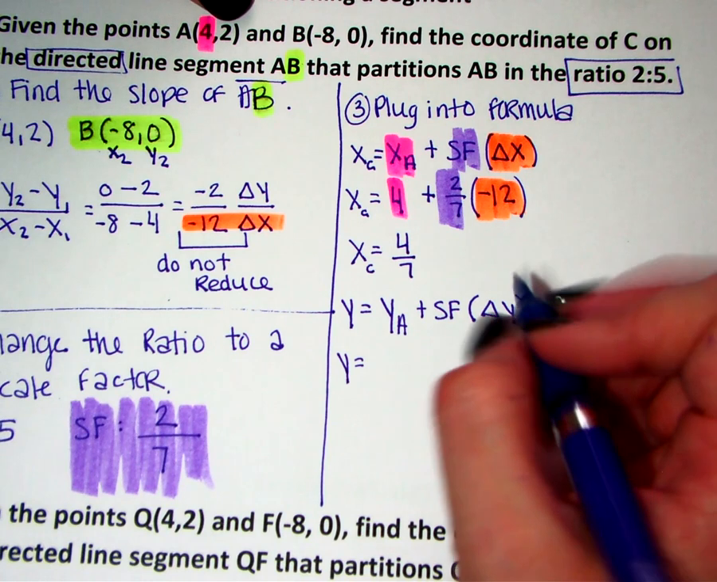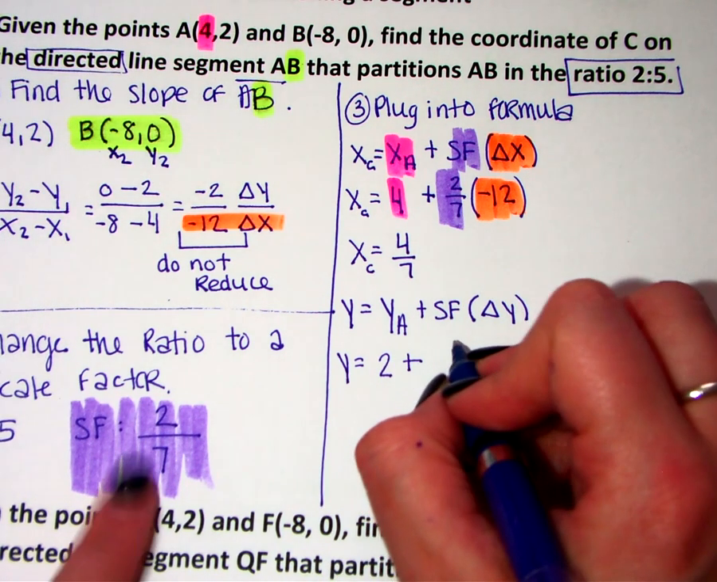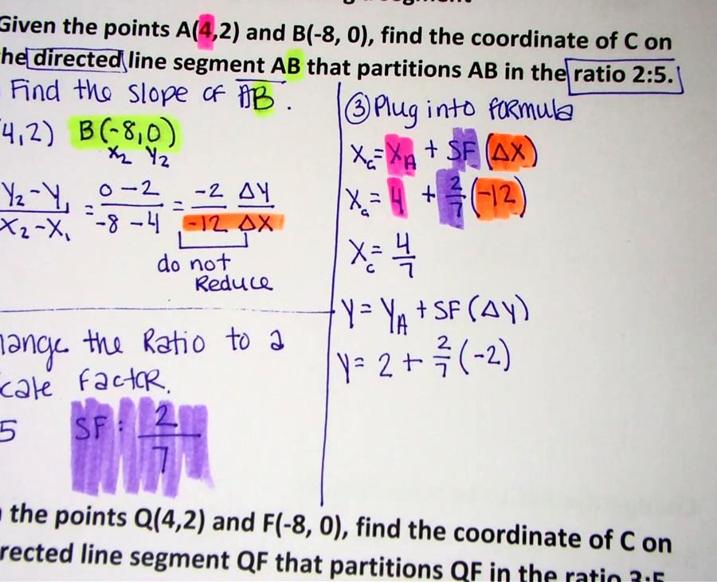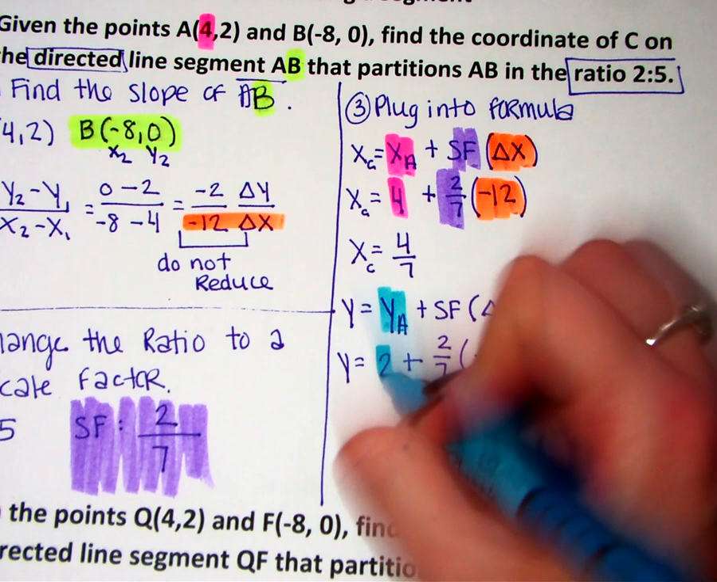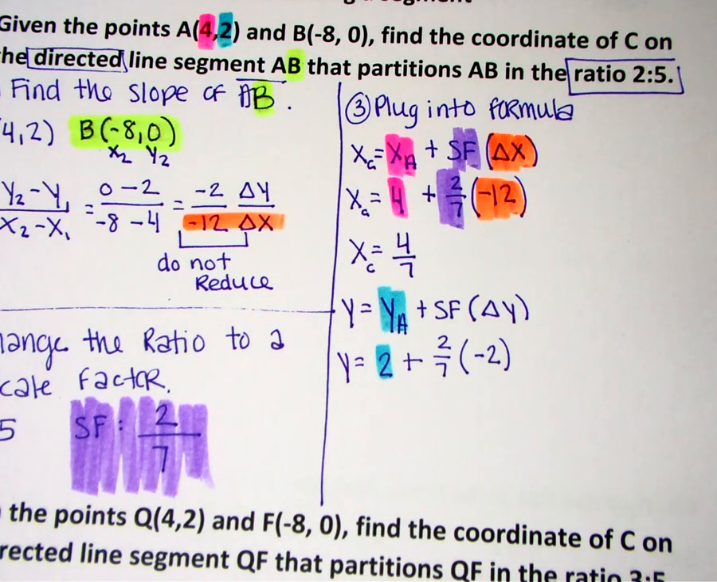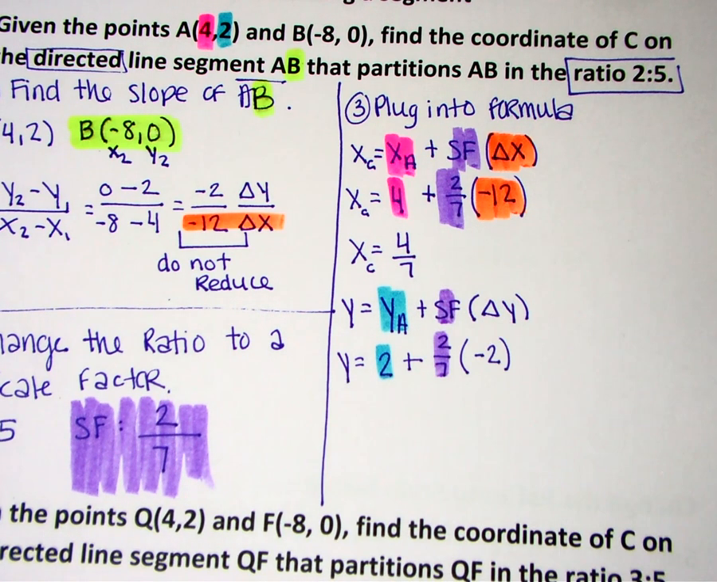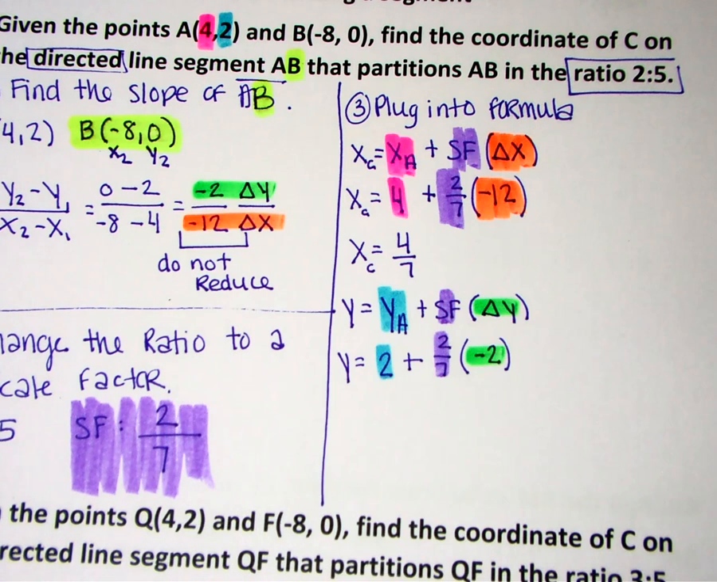Y sub A is 2 plus my scale factor, 2/7. Change in Y, negative 2. So again, all of this information is coming straight from our problem. I'm not making any of this up. I'm not pulling it out of thin air. All of this material has come from somewhere. And my scale factor, it's the same. That's why it's 2/7. The only new piece here, my change in Y, is negative 2.